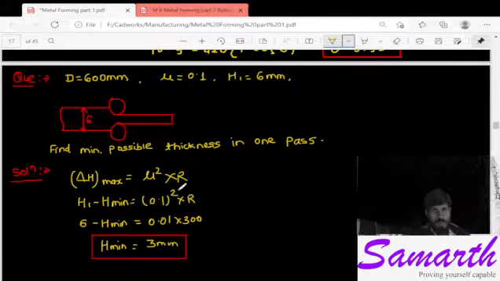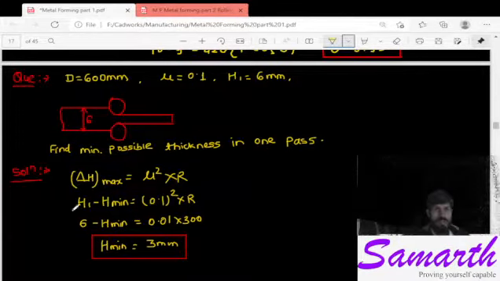Right. So this formula is given: delta H is equal to mu squared into R. As I have told you, you can even use, if you have the value of theta, D into 1 minus cos theta is equal to delta H. If theta is not given and only mu is given, you have to use this same formula: mu squared R is equal to delta H max.